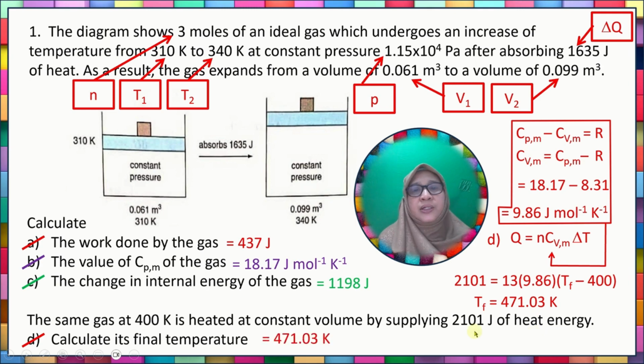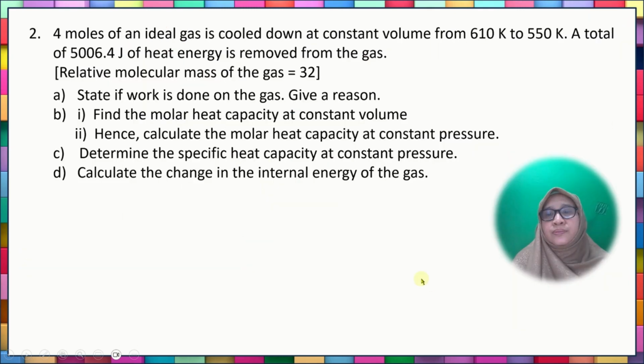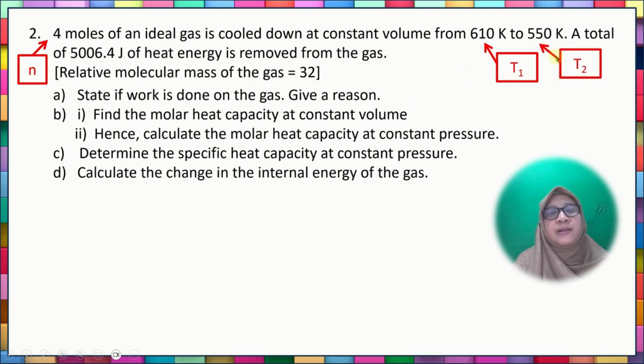Okay, next we go to question 2. For question 2, 4 moles of an ideal gas is cooled down at constant volume from 610 Kelvin to 550 Kelvin. A total of 5006.4 joule of heat energy is removed from the gas, and the relative molecular mass of the gas is given as 32. State if work is done on the gas. Give a reason. Okay, so you are given the number of moles, initial temperature, final temperature, and the Q is removed.